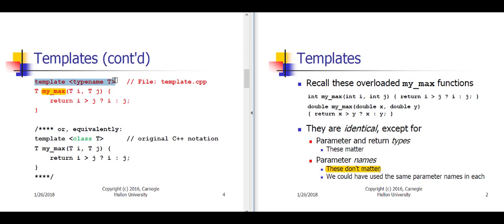Once you've replaced the data type with capital T or the identifier of your choice, you then simply stick this notation, template, and then in angle brackets, typename T, close angle bracket, and you're done. You have now created a template function that will be instantiated each time mymax is called, based on the arguments that were passed into the mymax function. Now, in the original version of C++, the typename keyword had not been introduced, and so what you used instead was the class keyword. You can still use the class keyword, and you will very likely see this in other people's code. The meaning here is identical to using typename.